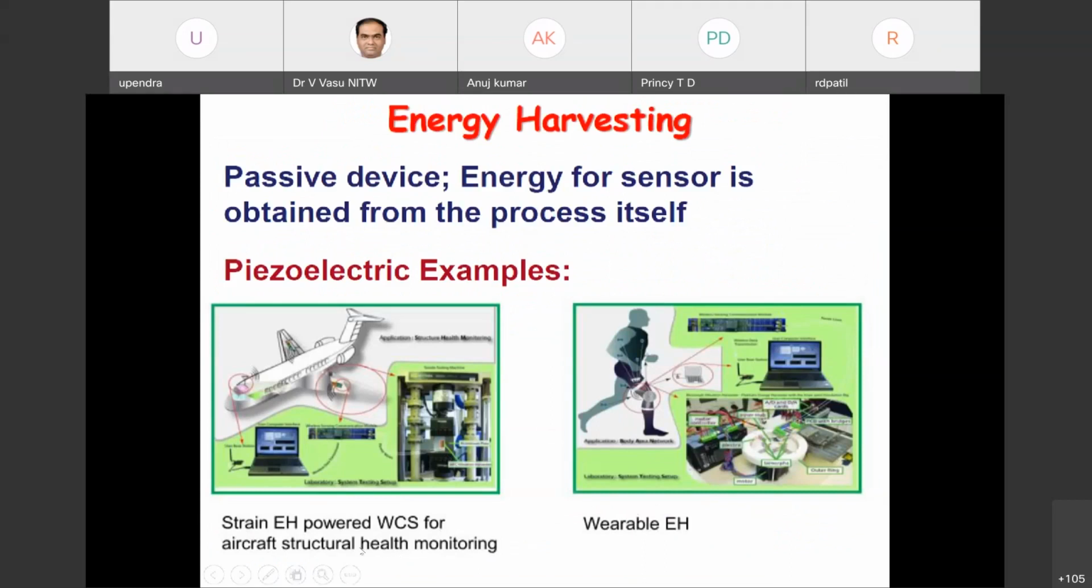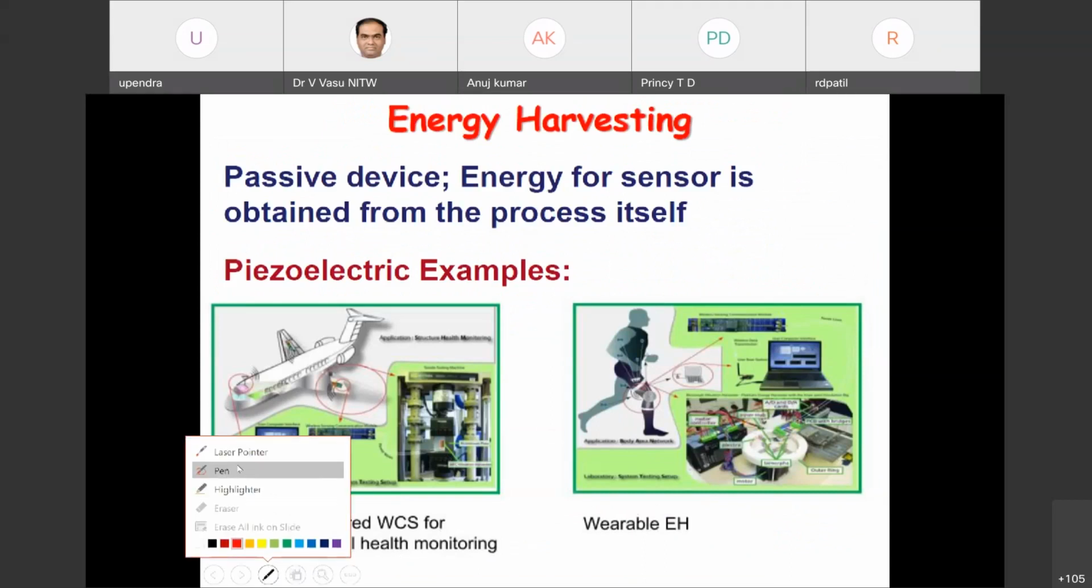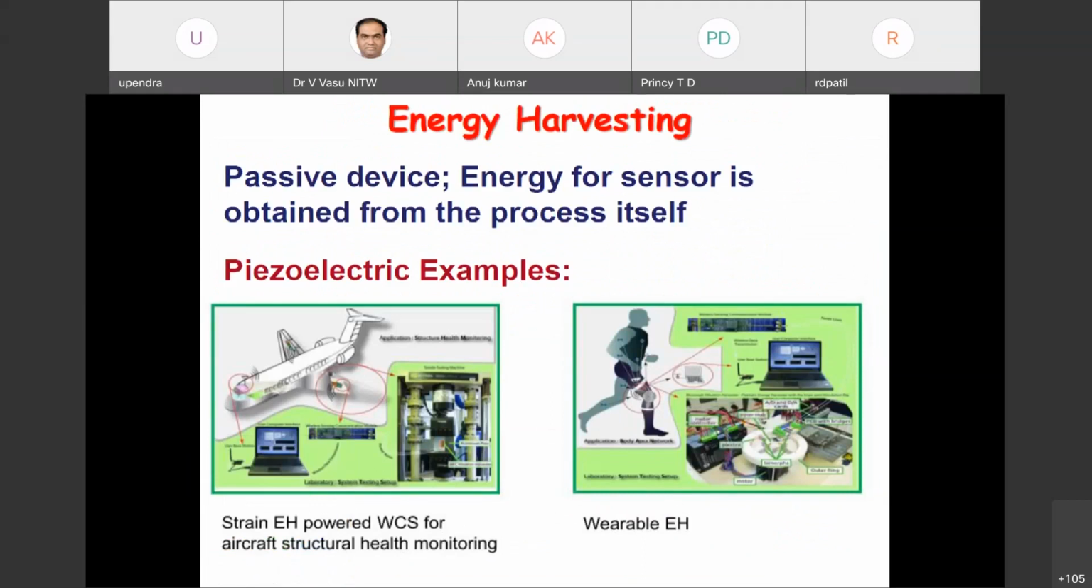Another important area people are mainly working on is energy harvesting. Why is energy harvesting coming up? Now people are using a lot of sensors in any particular company. If you take any manufacturing company, you will be using some 2 lakh different sensors there.